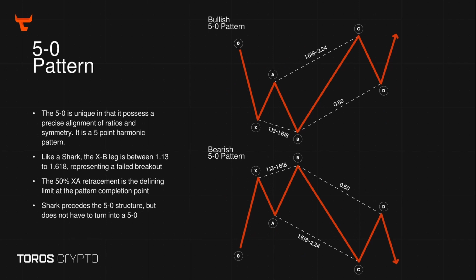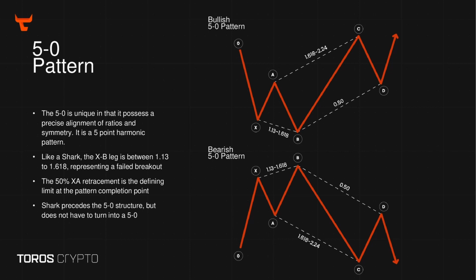So this is the 5.0 pattern, and the 5.0 pattern is unique as it has a range of different ratios associated with it, and as you can see here with that rectangle shape, that is your reciprocal ABCD as part of the 5.0 pattern. So as I mentioned, sharks can precede the 5.0 pattern, but they don't have to. And that's because some of these alignments don't have to be exactly the same as the shark.